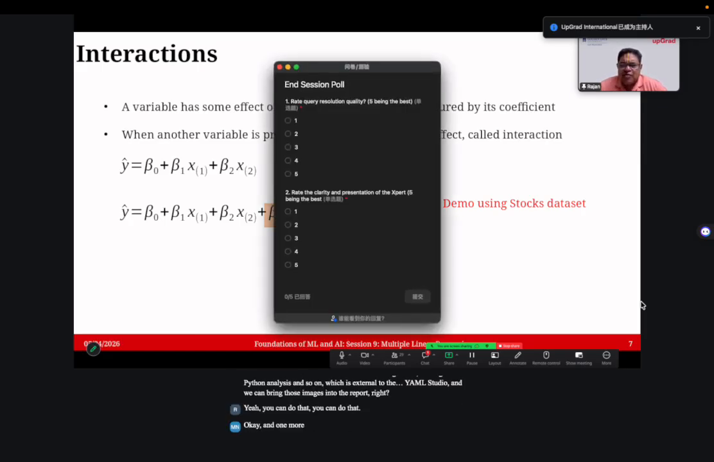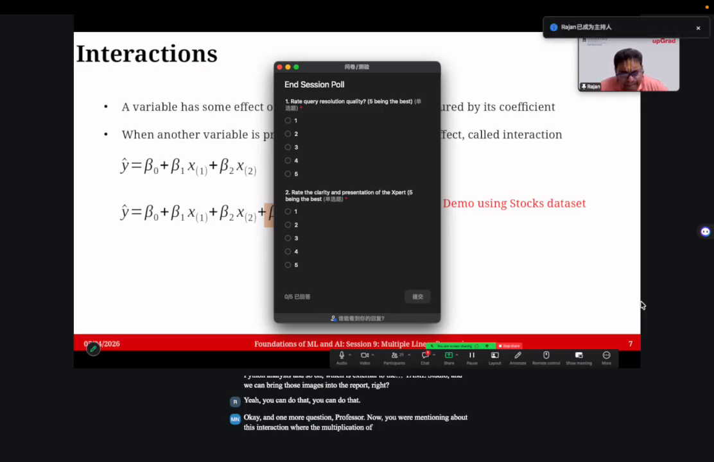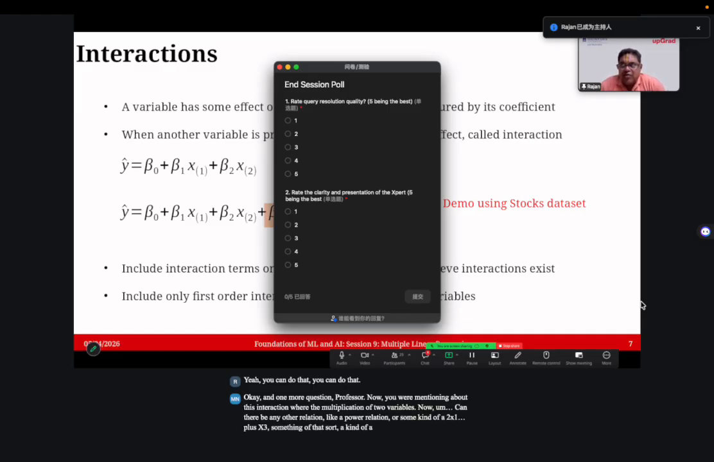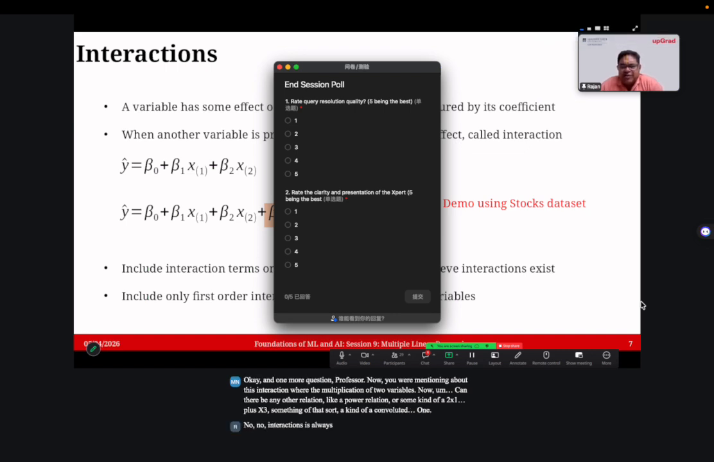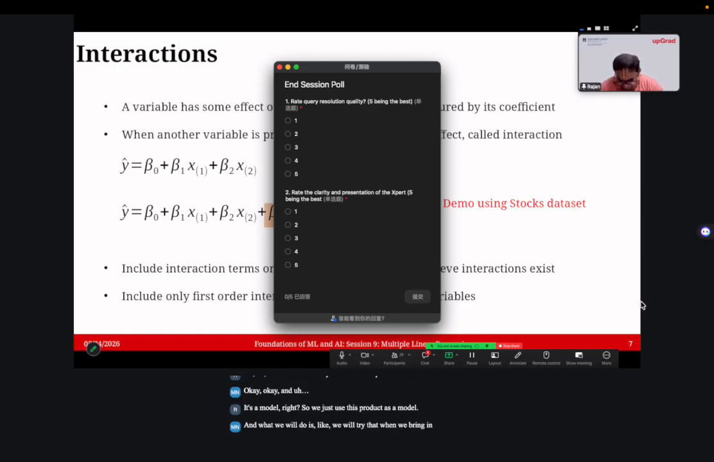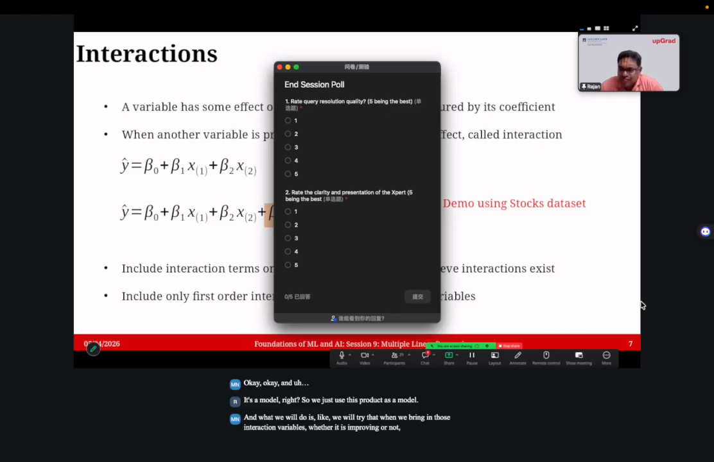And one more question, Professor. Now, you were mentioning about this interaction where the multiplication of two variables. Can there be any other relation, like a power relation or some kind of a 2x1 plus x3, something of that sort, a kind of a convoluted one? No, no. Interactions is always modeled as a product. Okay, and it's a model, right? So we just use this product as a model. And what we will do is, we will try that when we bring in those interaction variables, whether it is improving or not, we will check that, and then we will decide, right?